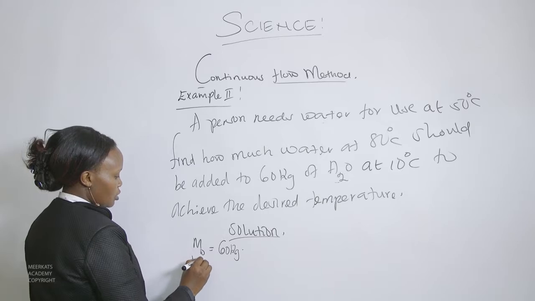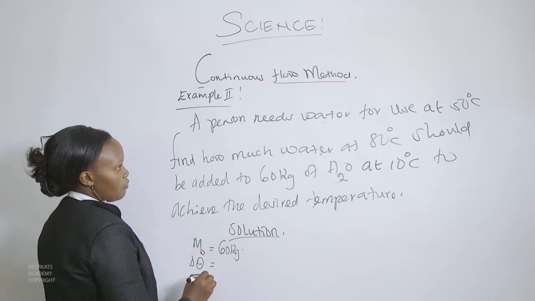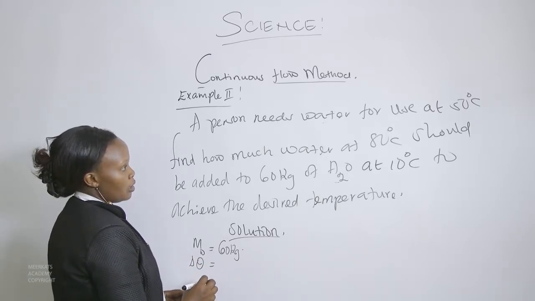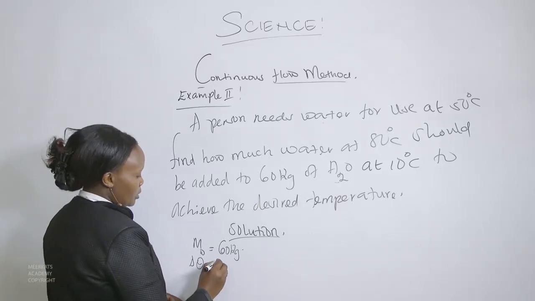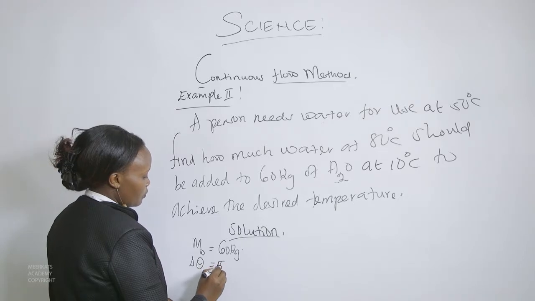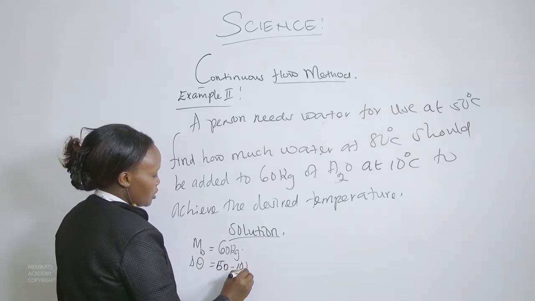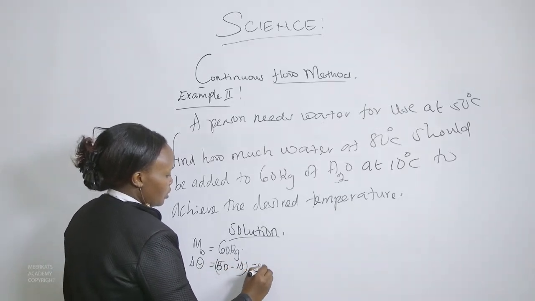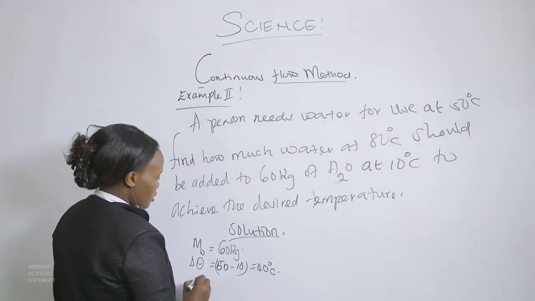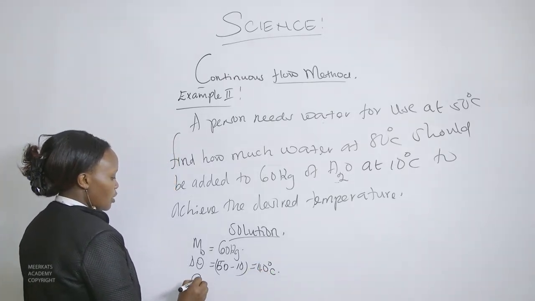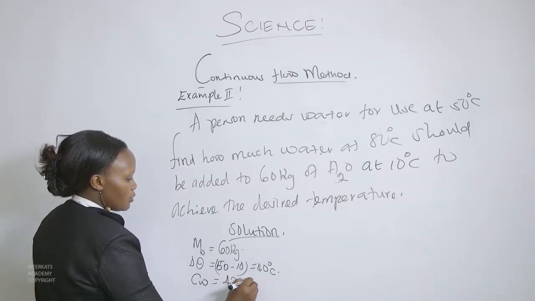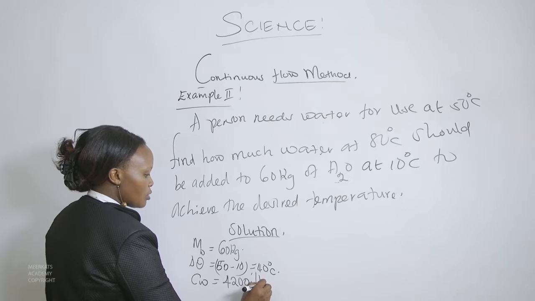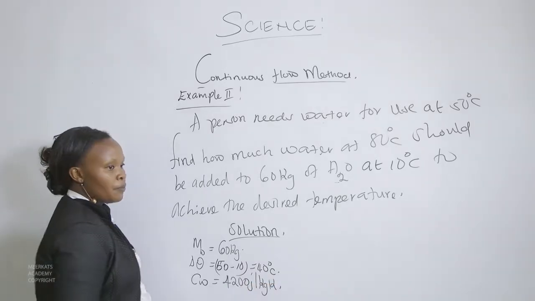Temperature change will be from 10 to 50. That means 50 minus 10, so we can obtain 40 degrees centigrade. The specific heat capacity of water is 4200 joules per kilogram Kelvin.